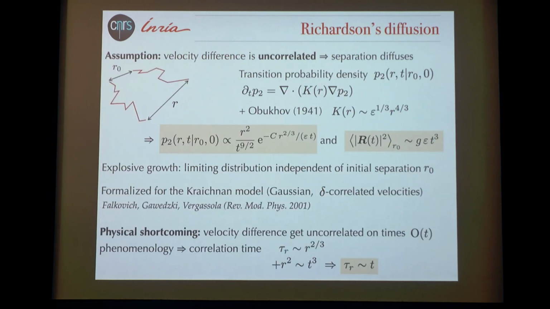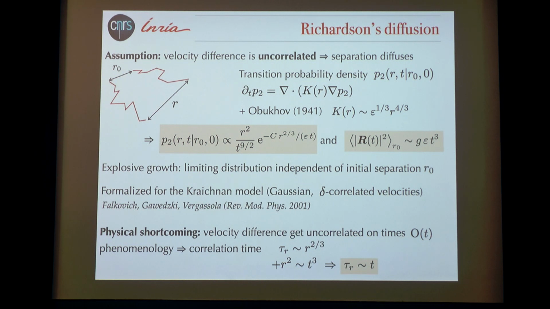So now there are ways to try to quantify further this behavior. We know that R square is going like T cube. And so the old ideas of Richardson, which date almost 100 years ago, basically is to assume that the velocity differences are uncorrelated. And then, if that's the case, you just say that the separation is diffusing. So you can write a Fokker-Planck equation for the transition probability. And this Fokker-Planck equation is something of this kind, where the diffusion operator, which is here, depends on the scale.